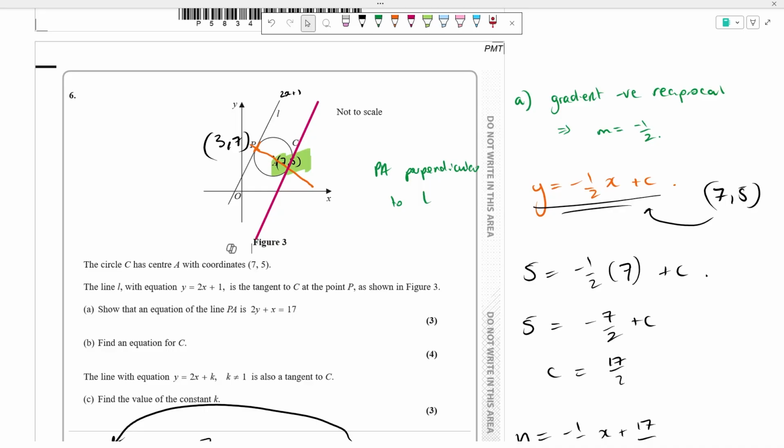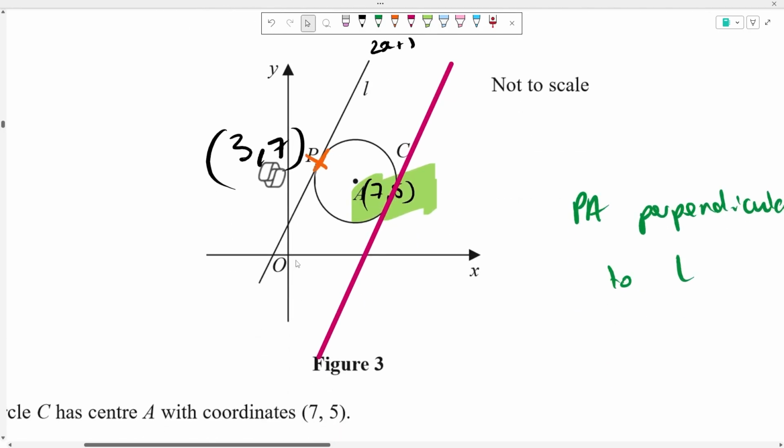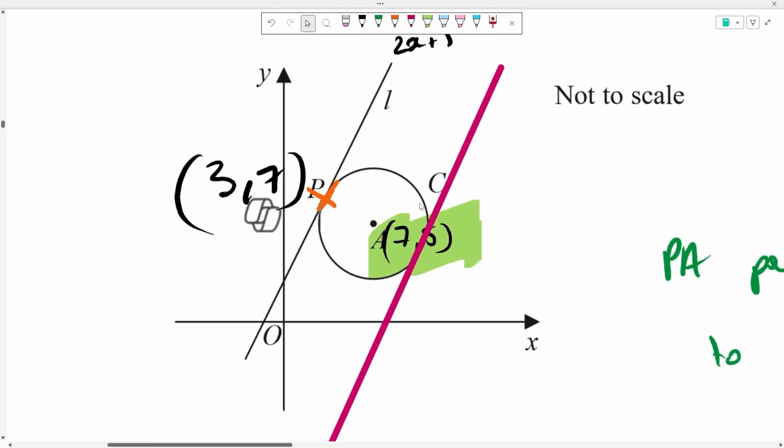Well, if you think about the differences between the coordinates, what's happening in terms of the x and y coordinates from this P value here? Well, we can see that P is (3, 7). We already worked this out. And since the tangent is going to be here visually, we can apply that same kind of logic to work out what that intersection coordinate would be here. Well, to go from 3 to 7, we're adding 4. To go from 7 to 5, we're minusing 2.